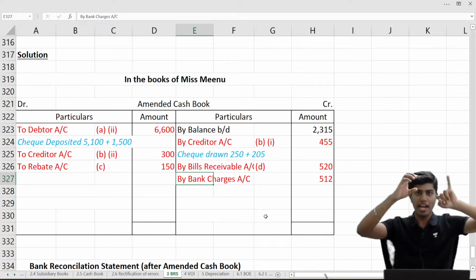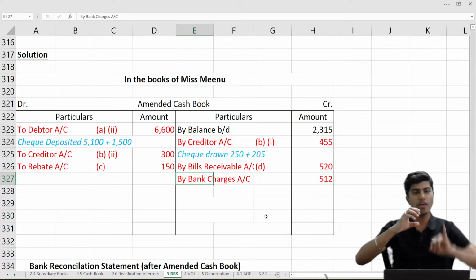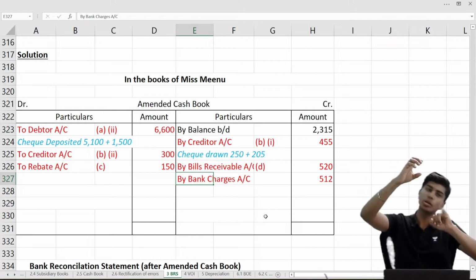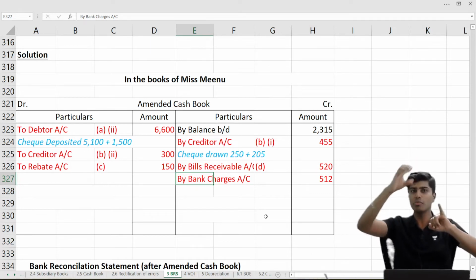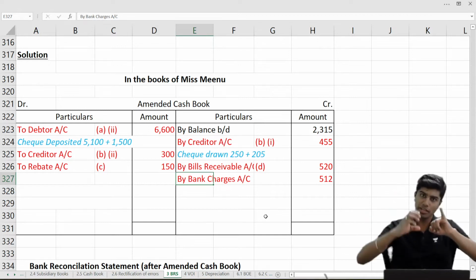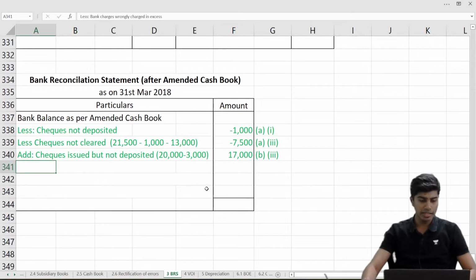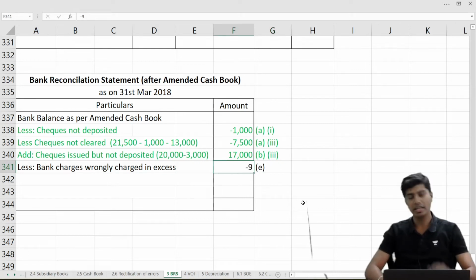What to say? In the cash book, interest charges is 512. It is reduced. Passbook, 521. In the passbook they've charged excessively 9 rupees. They will correct it over a period of time in the passbook. So this is a timing difference. The changes have to be made in the cash book, and I'll reduce my cash book by 9 rupees here. How much will I reduce my cash book by? 9 rupees. So I'll write here: less, bank charges wrongly charged in excess, 9 rupees.